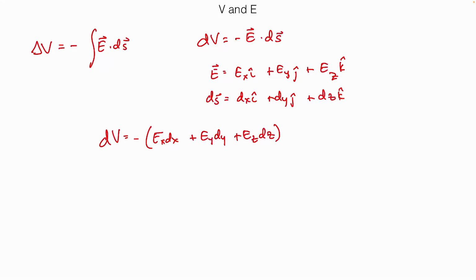I can now find the magnitudes of the components of each of my directions. In other words, if I just look at Ex alone, all by itself, I can pull off what Ex is. What's Ex going to be?